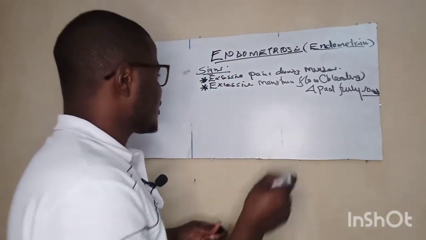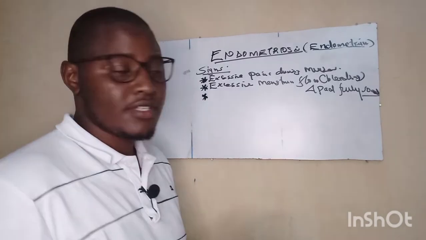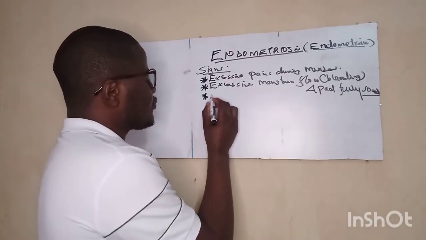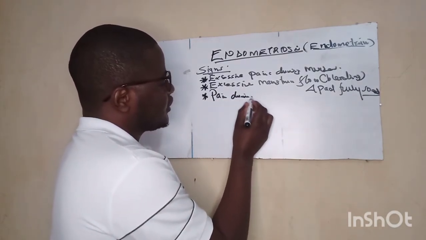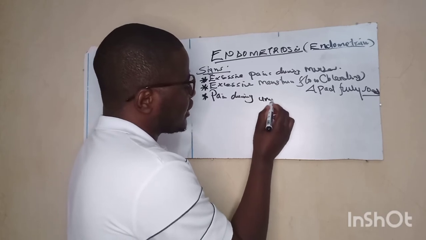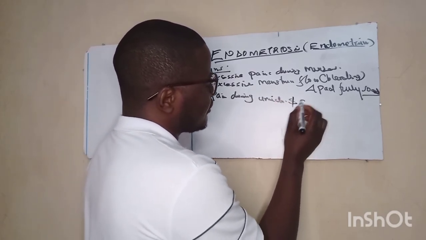Another sign, another symptom of endometriosis, is whereby you experience pain during urination. There is pain when you are urinating and also when defecating.